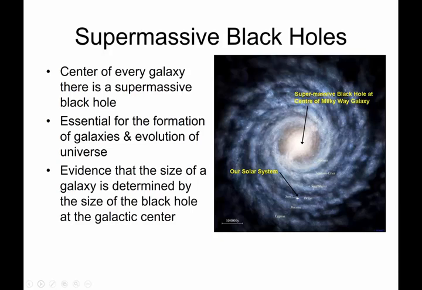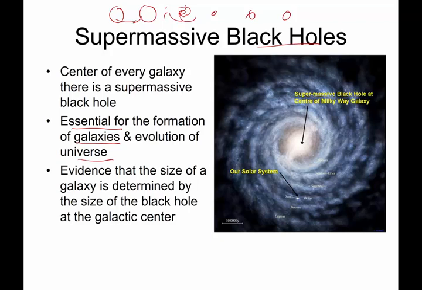Now, we believe at the center of every galaxy is a black hole. Over time, these small galaxies with small black holes would combine to form spiral galaxies. Then those spiral galaxies would combine, making larger and larger black holes at the center. We now believe that black holes are essential for the formation of galaxies and the evolution of the universe.